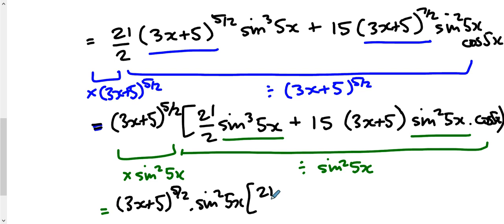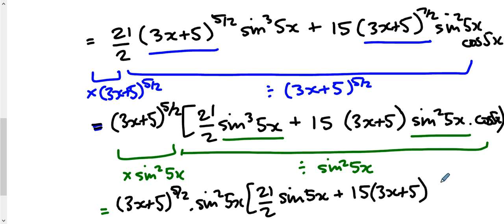And then 21 over 2. Now sine cubed 5x over sine squared 5x is just sine 5x. So we've done power of 3 minus power of 2 is power of 1. And then we've got plus 15(3x plus 5). Sine squared 5x over sine squared 5x is just 1, so the only term left is cos 5x.